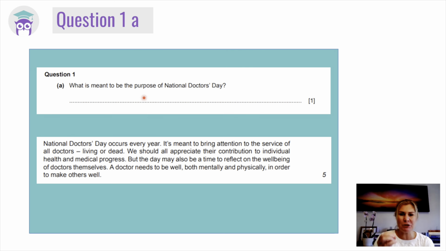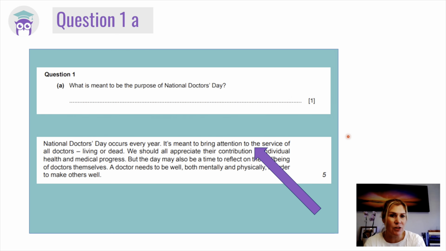So don't just pluck out the first thing that you see about National Doctors' Day. Make sure that you're looking for this. So National Doctors' Day occurs every year. It's meant to bring attention to the service of all doctors, living or dead. Now, this is quite useful. There's a little bit of repetition, but it's not always going to be there. But this clearly tells us what the intention of the day is.